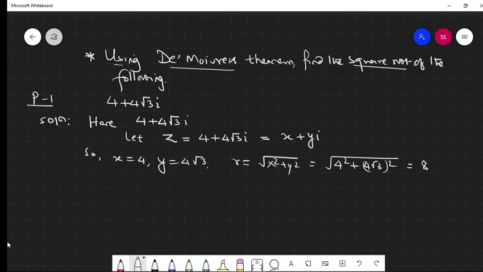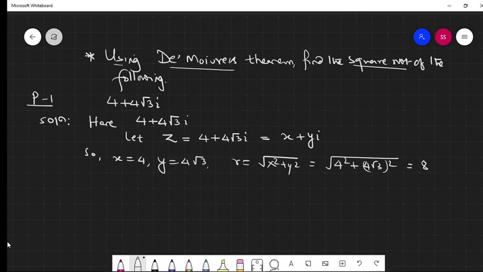Then we have to find tan theta equals y over x, equals 4 root 3 by 4, equals root 3. Therefore theta equals 60 degrees.